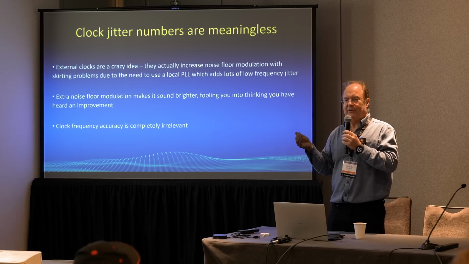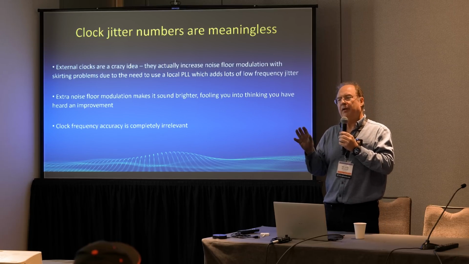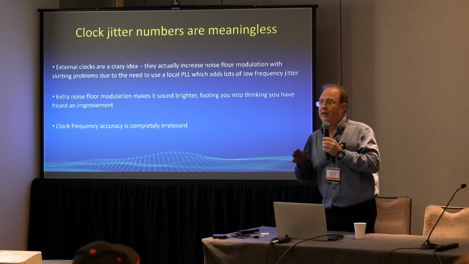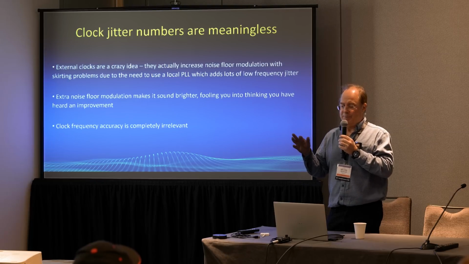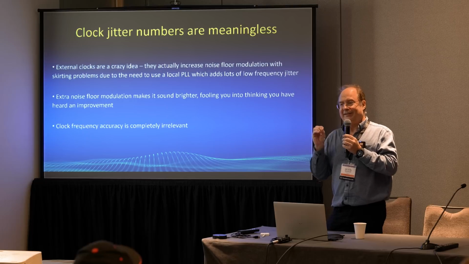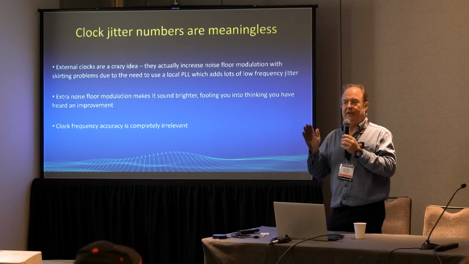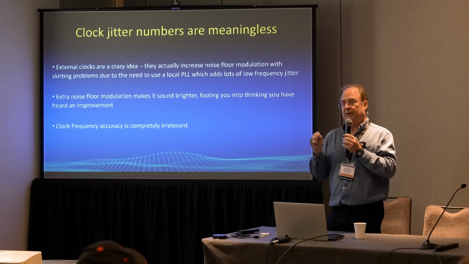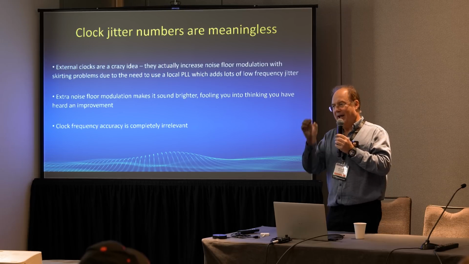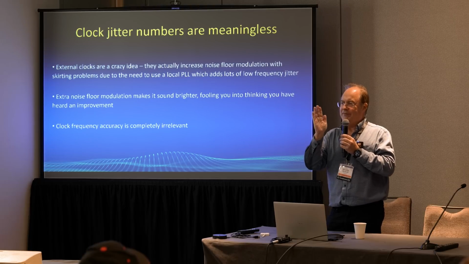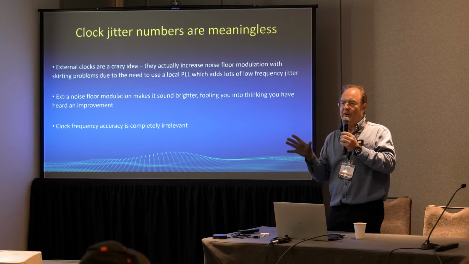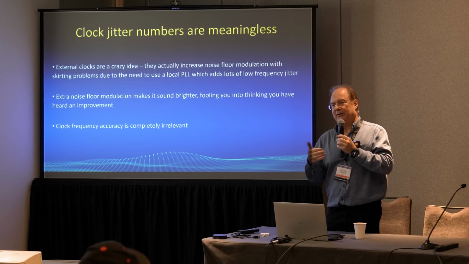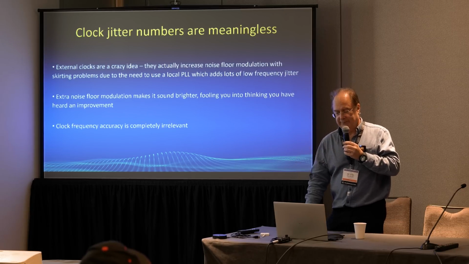So why do people like external clocks? One of the problems with an external clock is that to make your jitter levels better, you need to use a phase lock loop. The downside to a phase lock loop is that you can improve your cycle-to-cycle jitter, but you'll degrade the low-frequency jitter. That makes the fundamentals get much wider. That's a form of noise floor modulation. That makes it sound brighter, so you think it's more impressive.